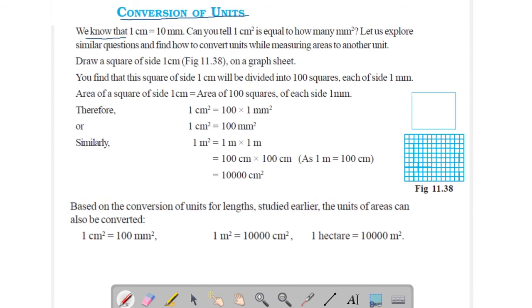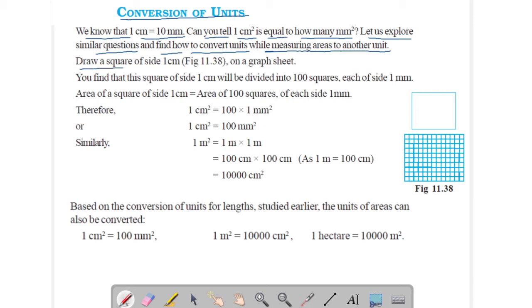We know that 1 centimeter is equal to 10 millimeter. Can you tell 1 centimeter square is equal to how many millimeter square? Let us explore similar questions and find how to convert units while measuring area to another unit.